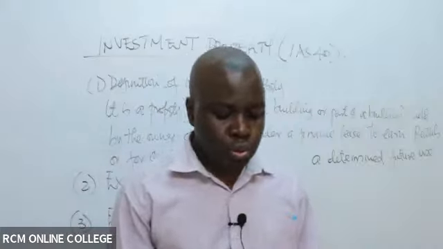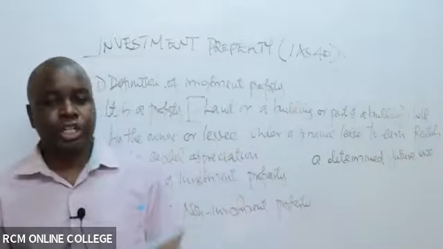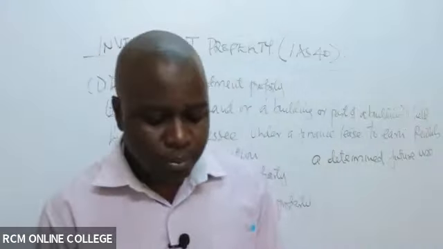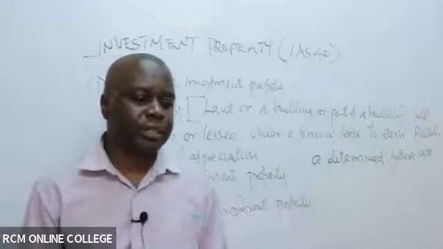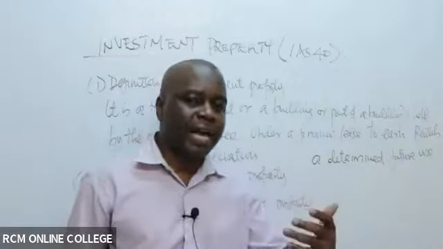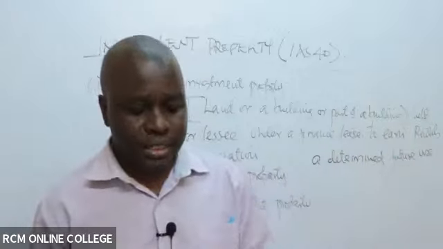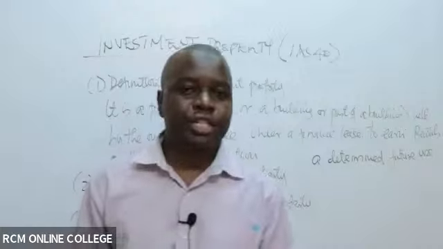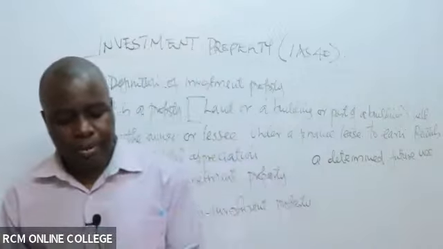Then number two, property held for sale, for example, inventories. This is simply goods you've bought and you want to sell them. You can't consider them as investment property. So number two, non-investment property: property held for sale, e.g., inventories.